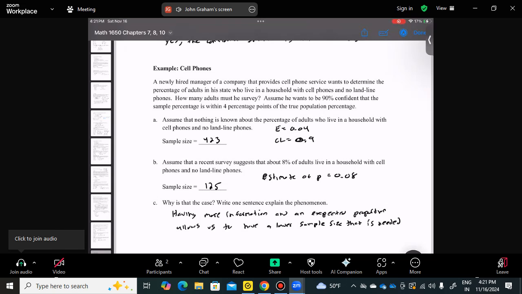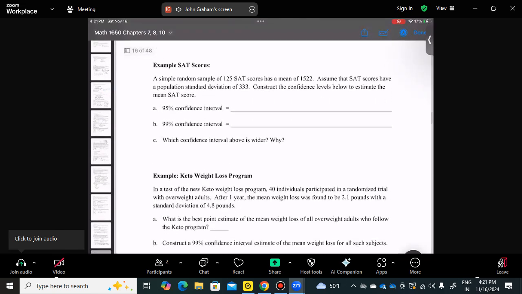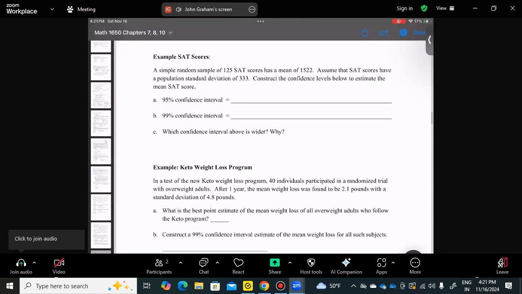All right, let's go to another one. A simple random sample of 125 SAT scores has a mean of 1522. Assume that the SAT scores have a population standard deviation of 333. Construct confidence intervals. We're going to do it for 95% and 99%.